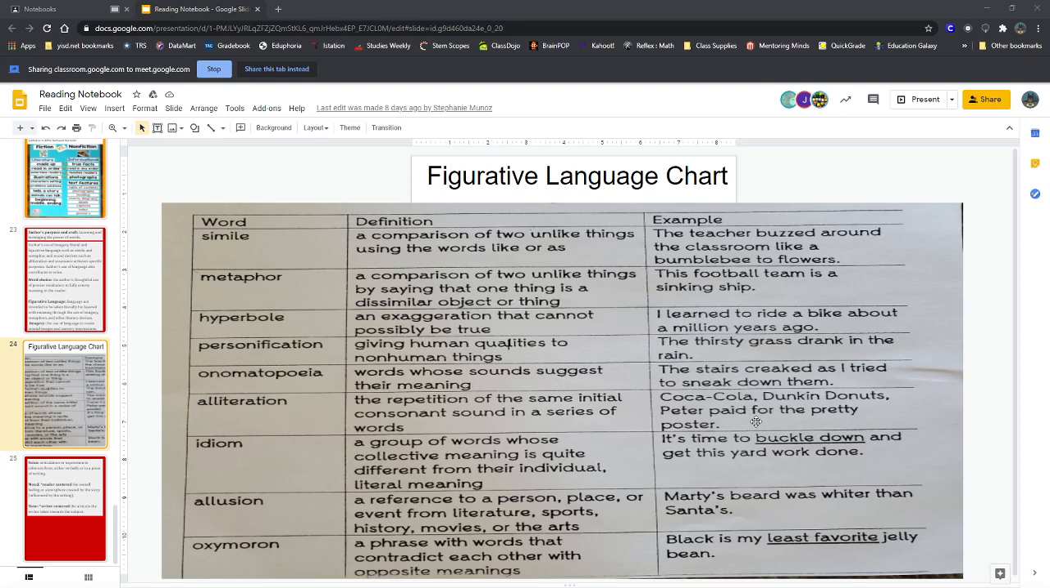But they use it for more than just tongue twisters. Like brand names, Coca-Cola. They have that same sound repeated, Coca-Cola. Or Dunkin' Donuts. Again, it's repeating that same beginning sound, Dunkin' Donuts. Or like this sentence, Peter paid for the pretty poster. There's a lot of beginning of those words that sounds pa pa pa pa. Peter paid for the pretty poster.